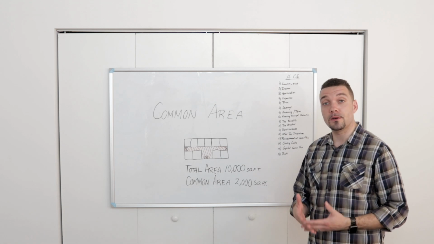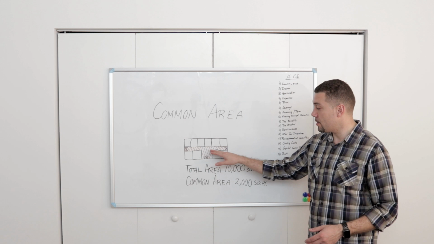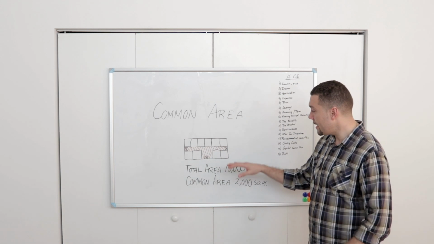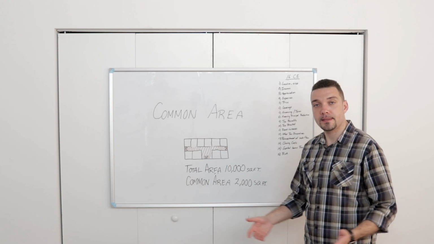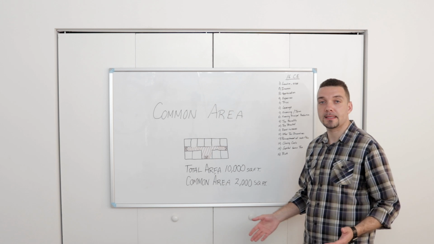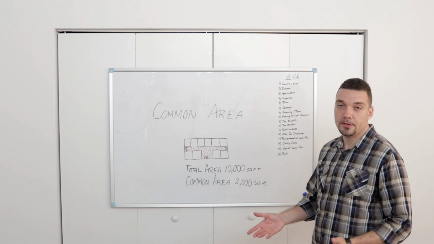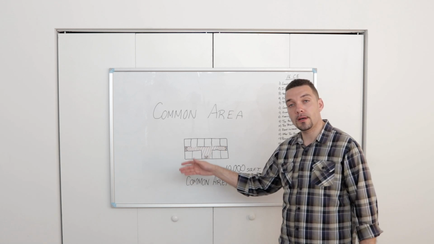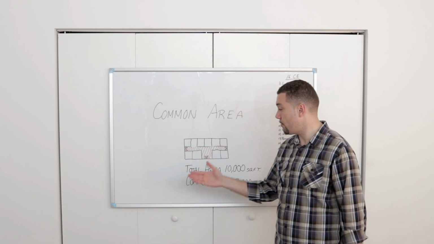Same thing if you're leasing. Let's say the utility bill for the common areas is $1,000 a month. If you have these 10 offices split 10 ways, if they're the same exact size, then $1,000 split 10 ways is $100. Each one of those offices is going to have to pay $100 on top of their lease for the common area.